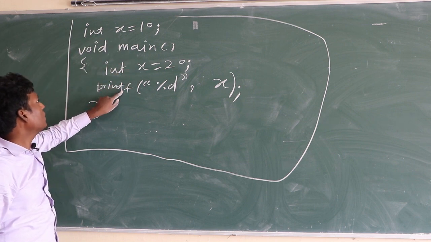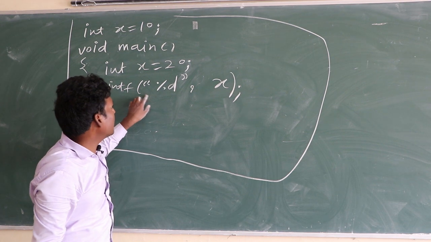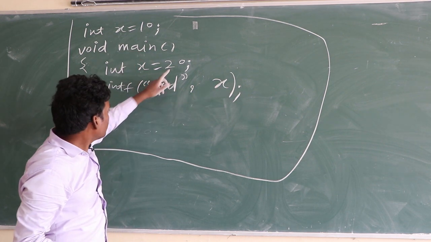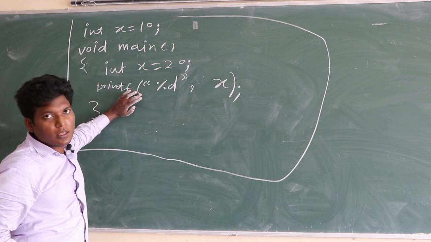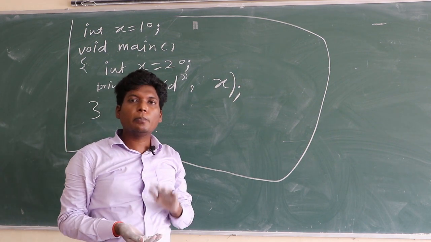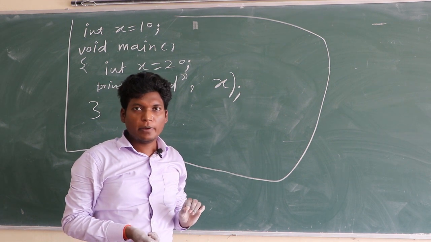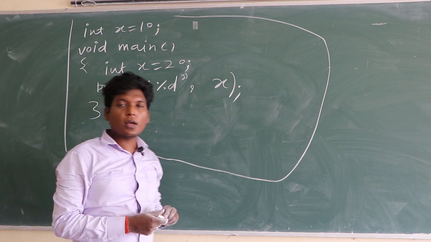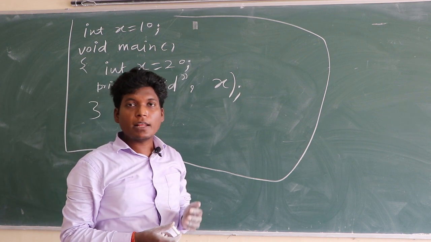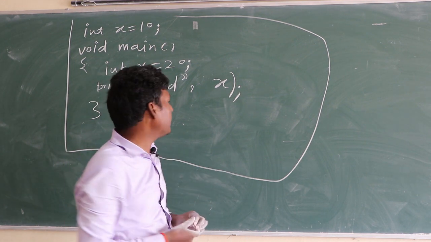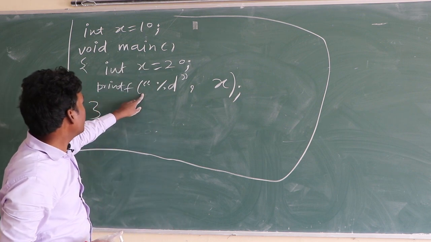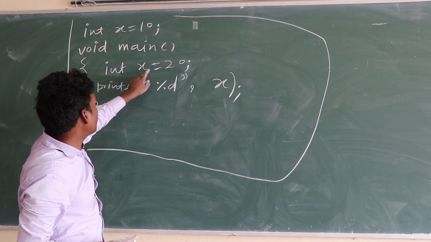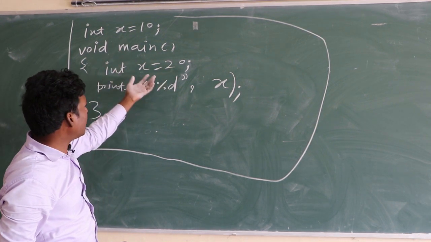For this printf, x has two values, 10 and 20. Which value will be printed? A local variable is given preference over a global variable when there is a clash. When there is a clash between a local and a global variable, the local variable gets preference over the global variable. So this printf has two values, x equal to 10 and x equal to 20. Which x will be printed here?